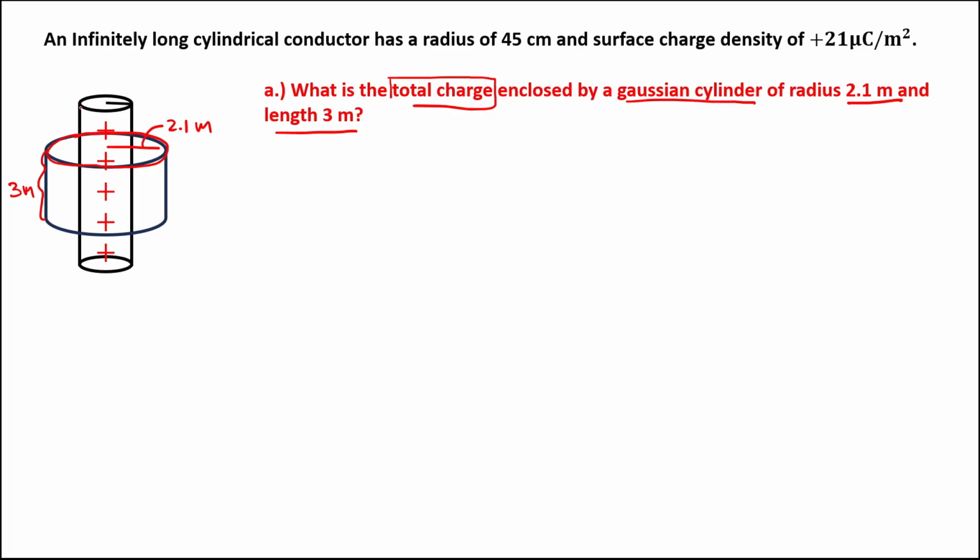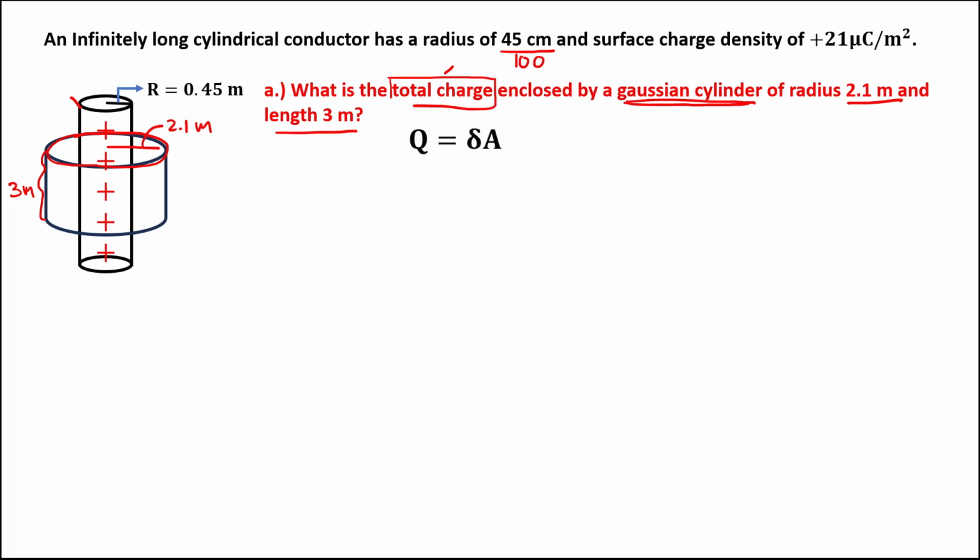Then for this cylindrical conductor, the radius is 45 centimeters, and convert this one to meters. So divide this one by 100. So the radius is 0.45 meter. Then to find out the total charge enclosed by this Gaussian cylinder, this is the formula.